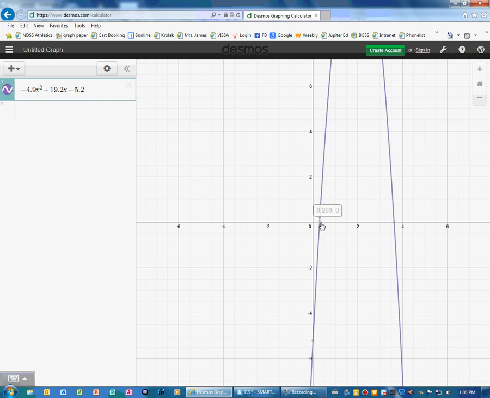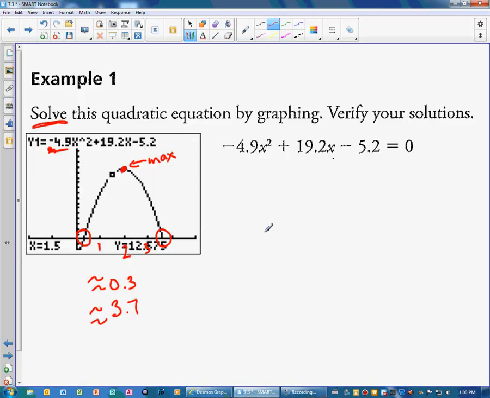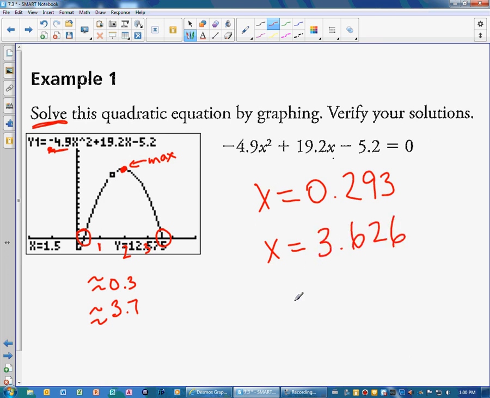And so my x-intercepts are 0.293. So actually, I didn't do too bad of an estimate. And the other one, just move your cursor over there, is 3.626. So my answers, you would say here, x equals 0.293. It doesn't say how many decimals, so we might as well give them all. And x equals 3.626. And that's the answer.